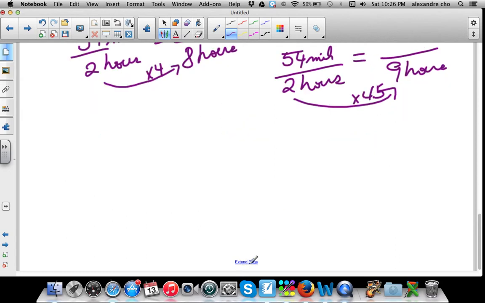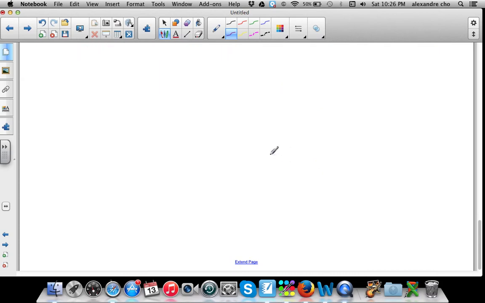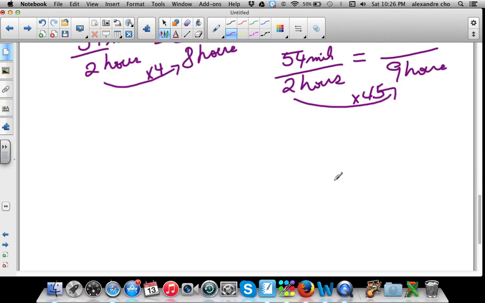Okay, and I'll just show you. You could have simplified, meaning instead of 54 miles in 2 hours, you can simplify that. Divide top and bottom by 2 and write 27 miles in 1 hour.